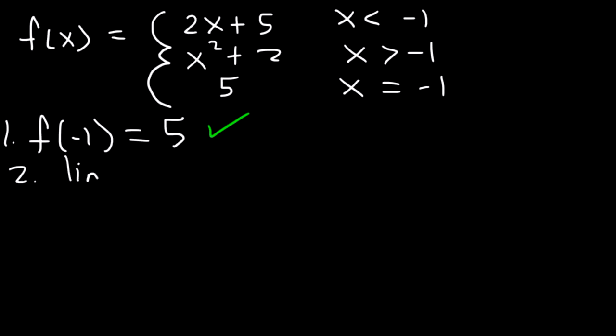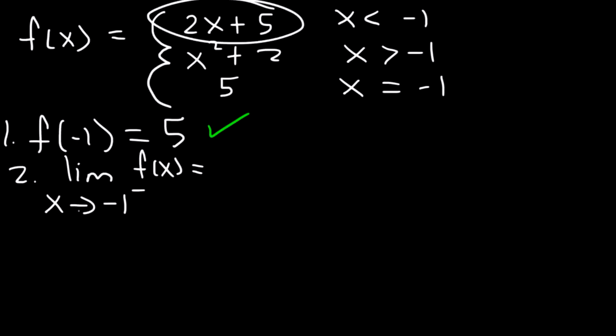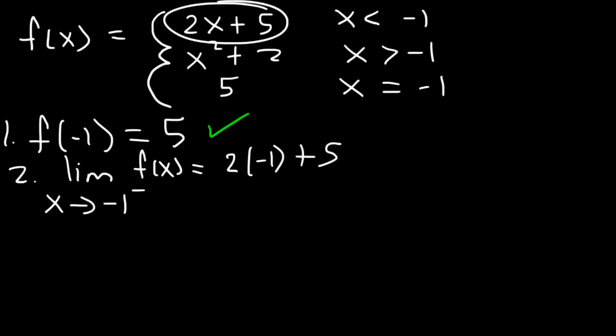So let's find the limit as x approaches negative 1 from the left side. So from the left side, x has to be less than negative 1. So this is going to be 2 times negative 1 plus 5. We need to use this function. So that's negative 2 plus 5, which is equal to 3.